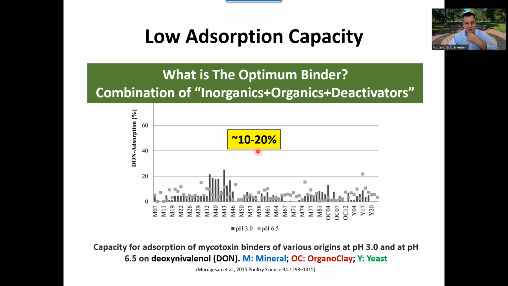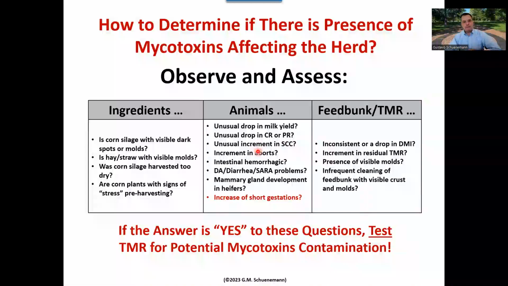When we did some of these transition cow studies, I found an average of 5 mycotoxins that were at medium to high level, especially when dealing with some of these problems. How to determine if there is a presence of mycotoxin affecting her? Basically, there are 3 things that I do. I observe and assess. One is at the ingredient level, another one is at the cow level, and another one is at the facility, especially the feed bank and the TMR. So those are the 3 levels.